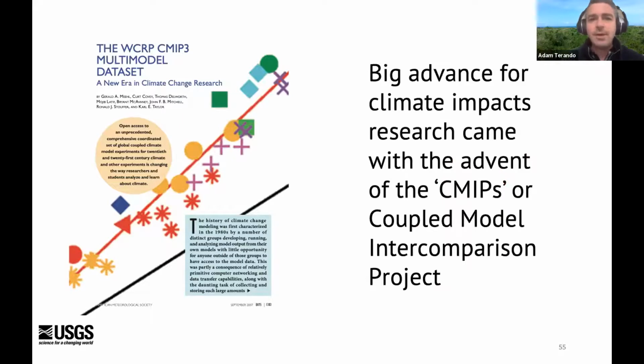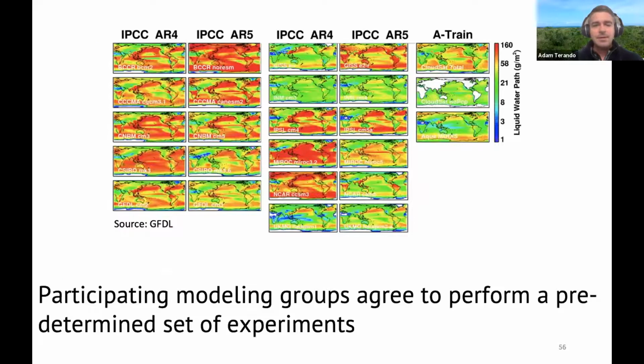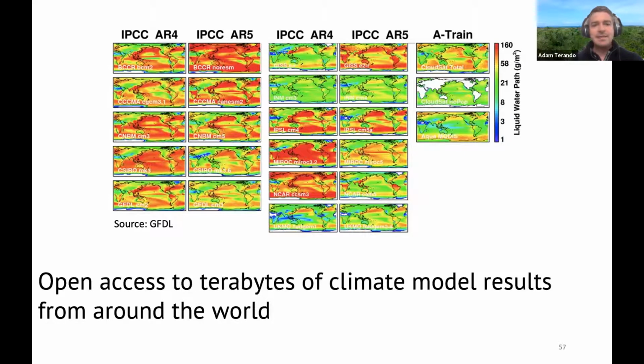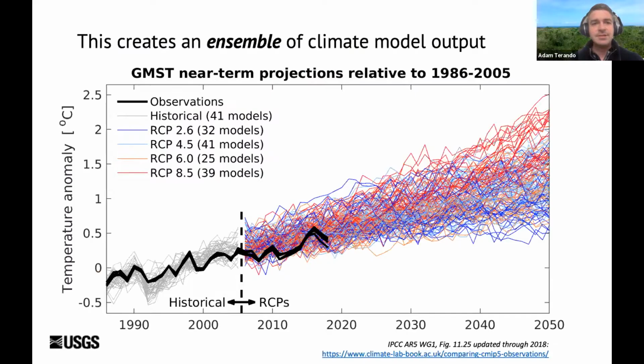Okay, so a big advance in setting things up like this came with the advent of what we call the CMIPs, or the Coupled Model Intercomparison Project. This was an effort that was started in the 90s, where participating modeling groups agreed to perform a predetermined set of climate model experiments. This allowed open access to terabytes of climate model results from around the world, so the entire scientific community can use these. And this then creates an ensemble of climate model output, okay?